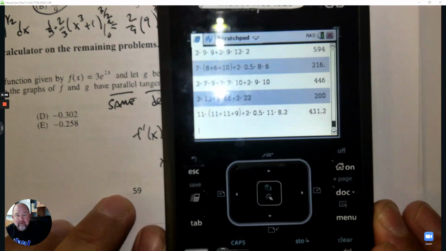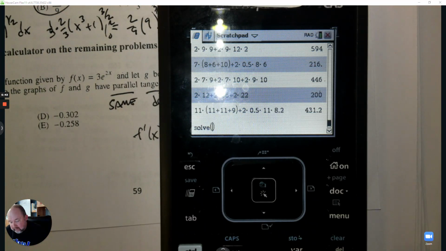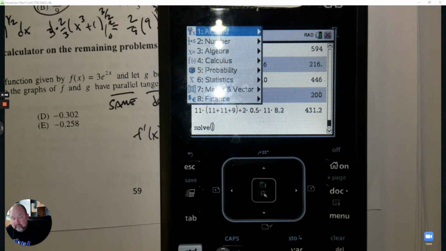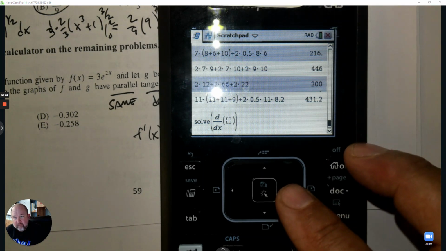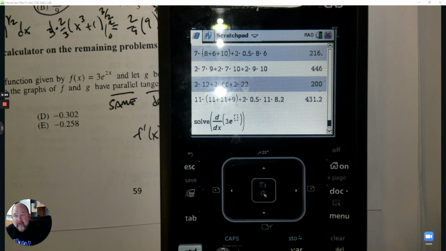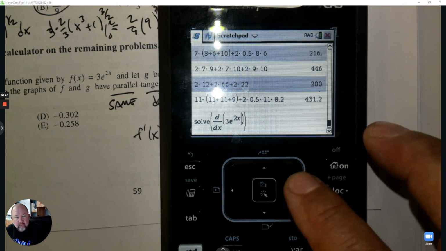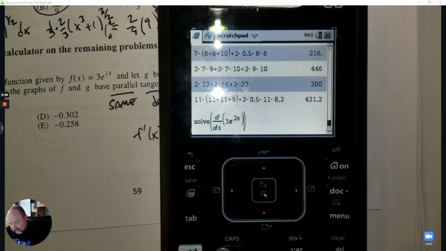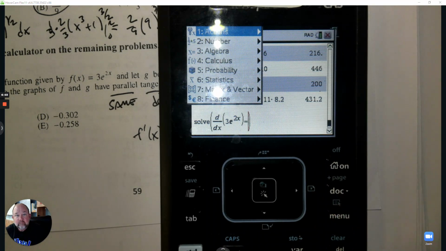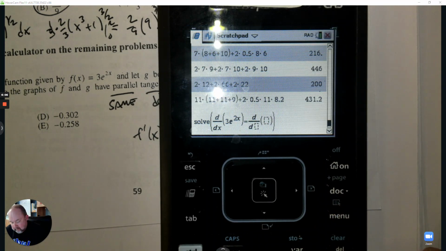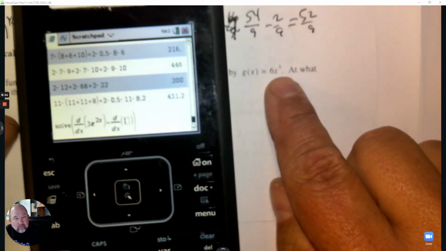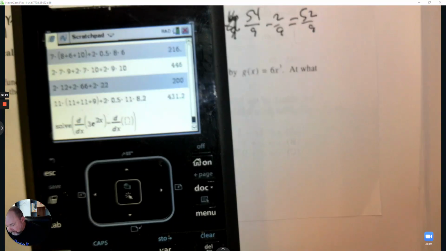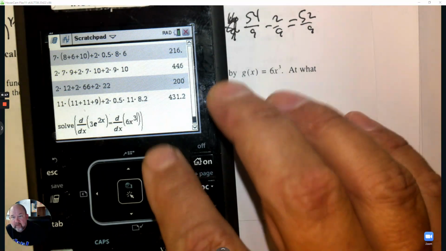How would I do this in my calculator? I would go menu solve or algebra solve, and then I would do the derivative. The first one is 3e to the 2x equals, again, derivative. And the second one is 6x cubed. And then comma x.